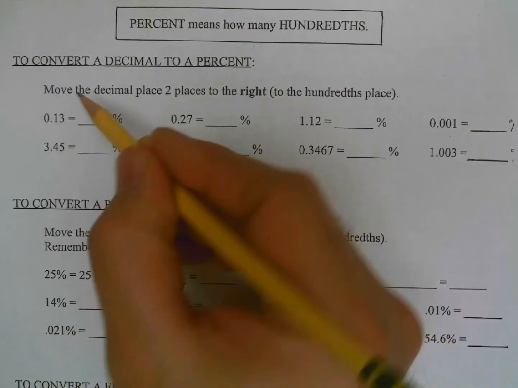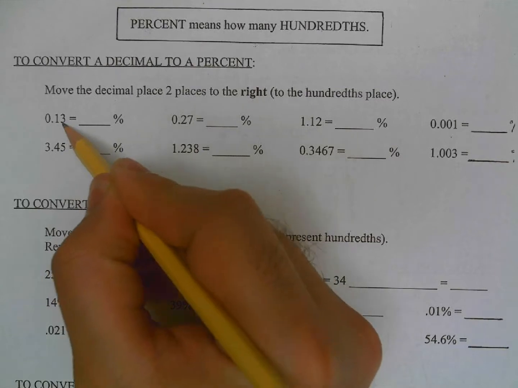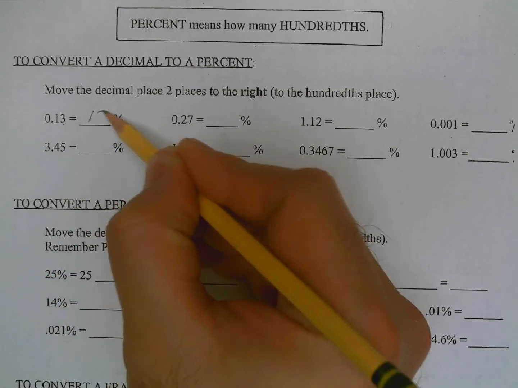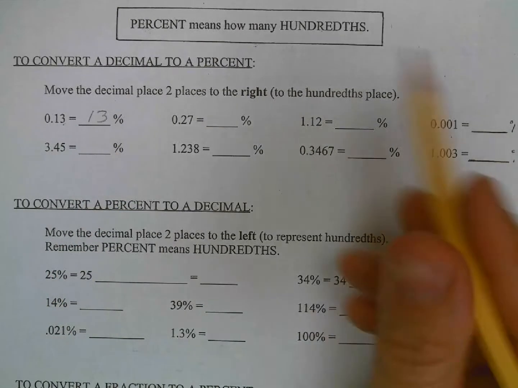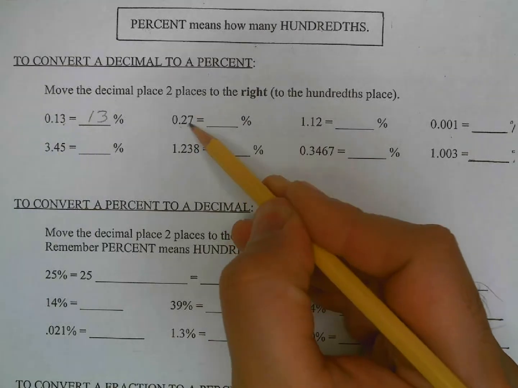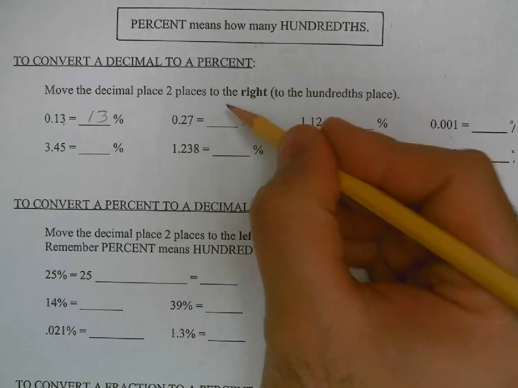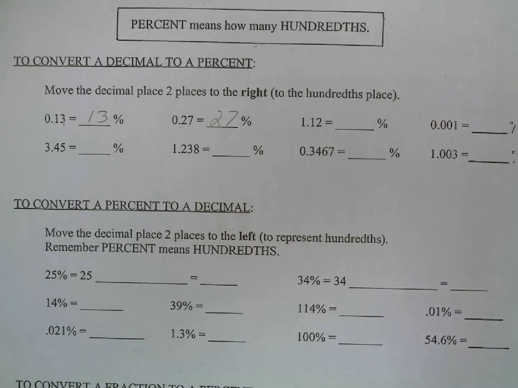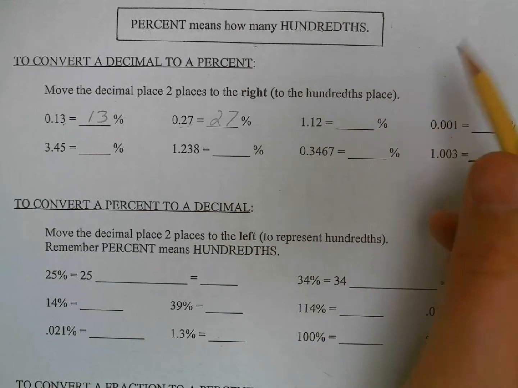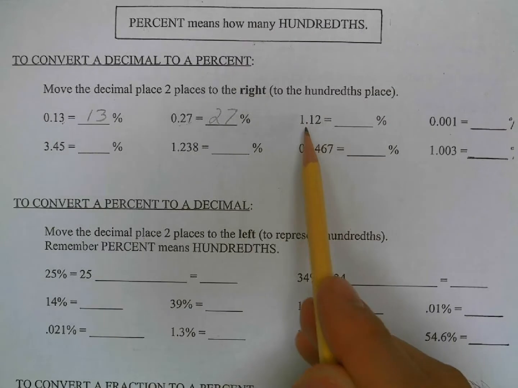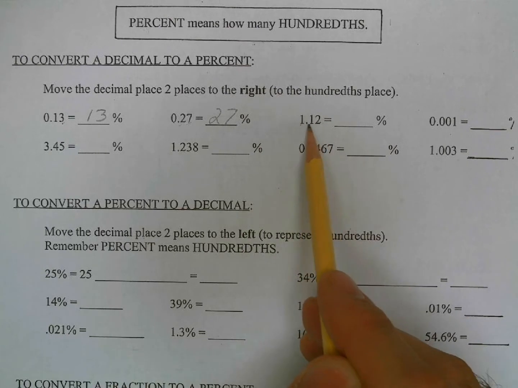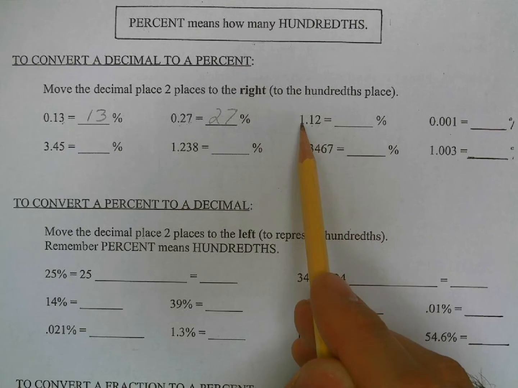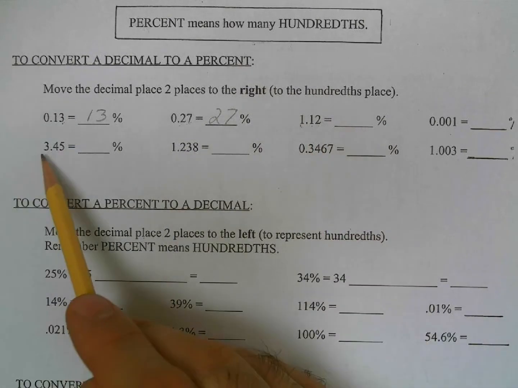So right here, this is 13 over 100, or 13%. All right? This is 27 hundredths, or 27 over 100, or 27%. Now, right here, when we get to this, it gets a little more complicated, right? This is one whole, all right, and 12 hundredths. So anytime you've got one whole, that's like 100%. Right here, this is like three wholes, 300%.